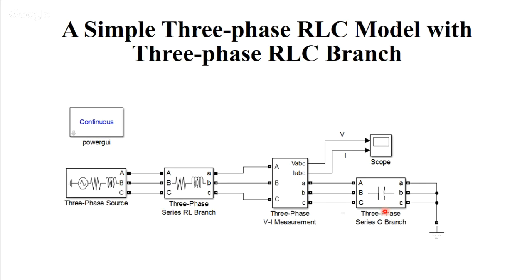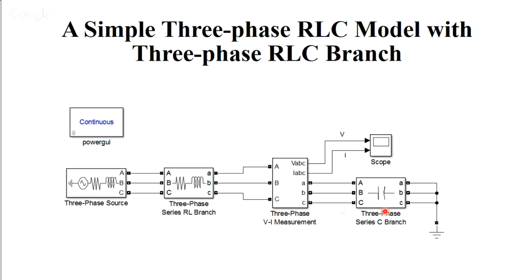Okay, in this we have a three-phase source, then a three-phase RLC branch for the transmission line. Even though we have to connect the three-phase source with the load, in between there are wires present. So for those wires, we have to account for the resistance, inductance, and capacitance present in those lines. So we are connecting a three-phase series RL branch, and on the output side, we are connecting a capacitor. Okay, this is just a model for a three-phase RLC branch.